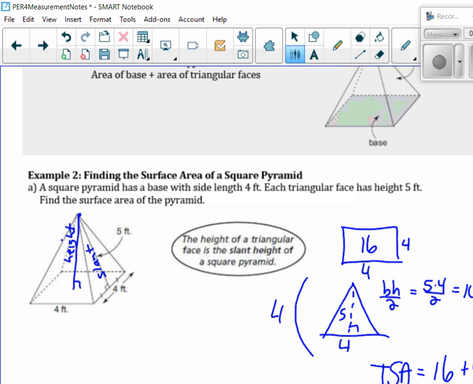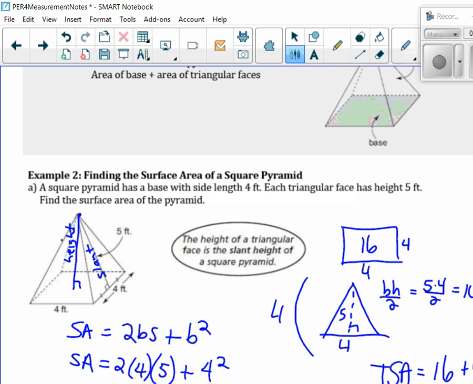16 plus 40, which is 56. Okay, so now on your formula sheet, there's an actual quick formula that you're allowed to use. And the quick formula is surface area equals 2bs plus b squared. So let's plug her in. SA equals 2 times the base, which is 4, times the slant height, which is 5, plus 4 squared.